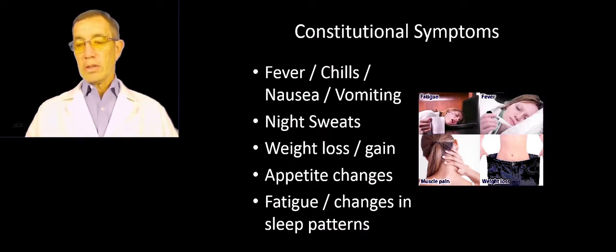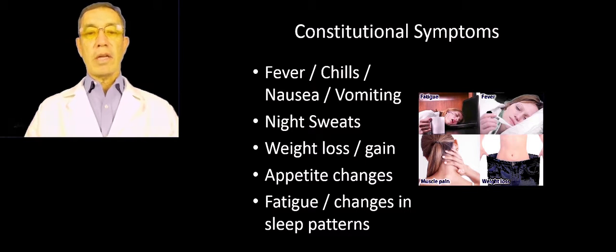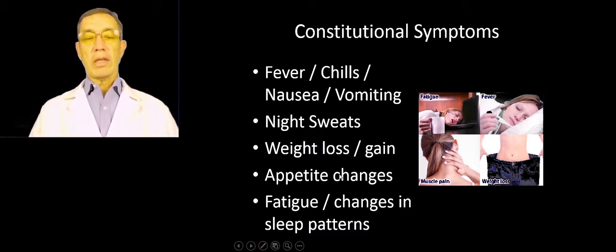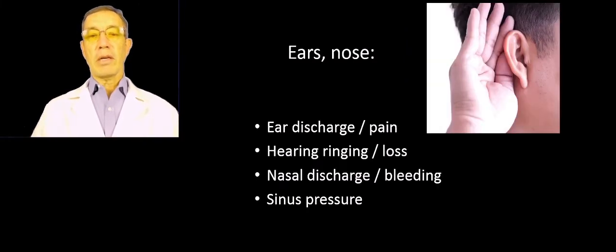So the constitutional symptoms would be things such as, have you had any fever or chills, nausea or vomiting, any night sweats? I especially like to ask for weight loss or gain since the last visit, appetite changes, fatigue or changes in sleep pattern. And then you systematically go through how are your eyes. Do you have any vision loss, blurry vision, eye pain, or redness? The review of systems reminds the patient to be sure that they've talked about everything they want to talk about.